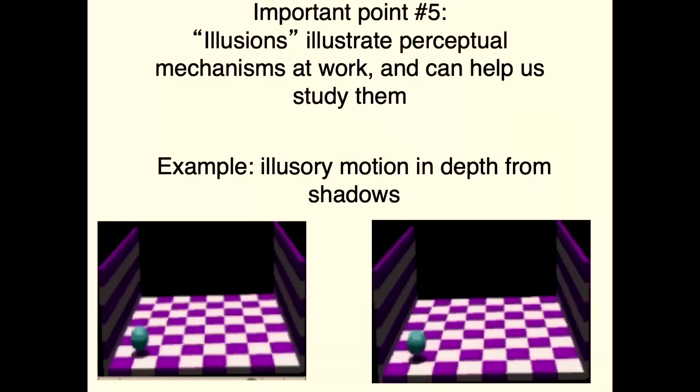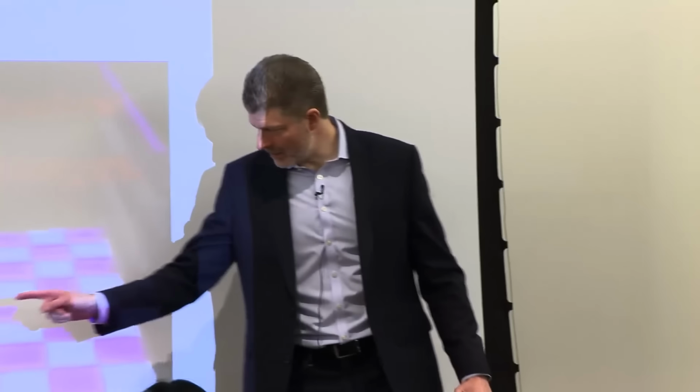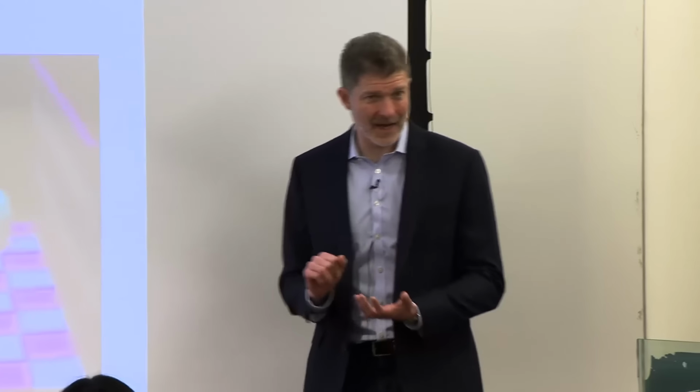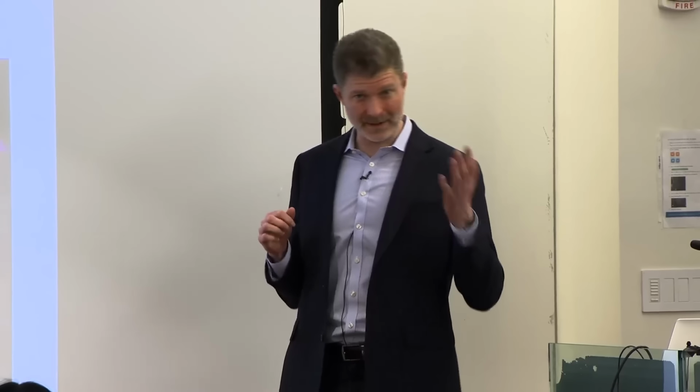So I love this particular effect because it illustrates a whole bunch of important things. One of the things that it illustrates is the ill-posedness of depth perception, right? The image and the trajectory of the ball is exactly the same for those two totally different trajectories in the world, two different three-dimensional trajectories. They project to the same two-dimensional image sequence, okay?